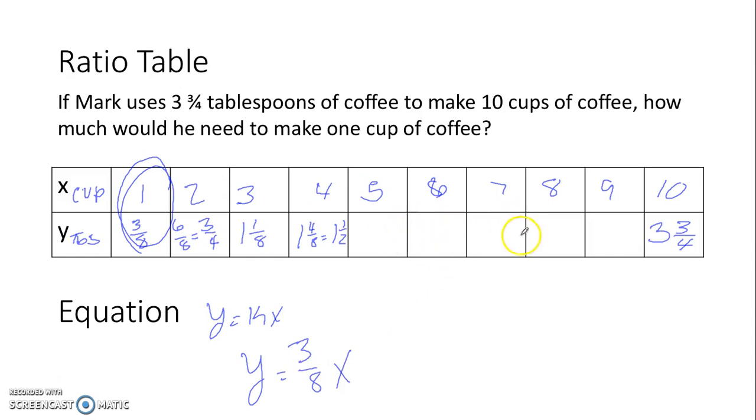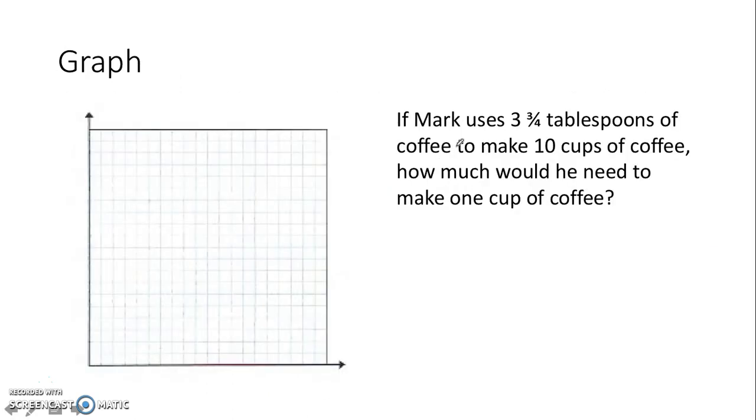Another way that you can figure out all these missing values is to plug it in. 3/8 times 5. So 5 times 3 is 15 over 8, and then you could simplify it and you would get your answer. This one would be 1 7/8 after you do that. Or you could do the repeated addition. You see how it's all connecting. All right, so the next and last thing that we're going to do is the graph.